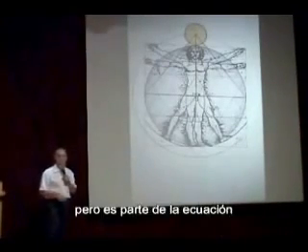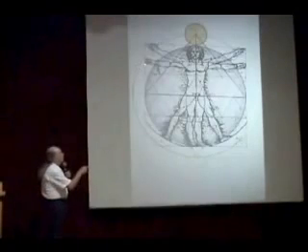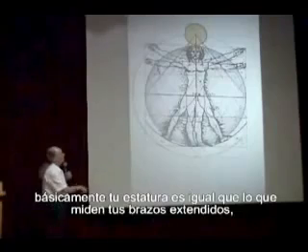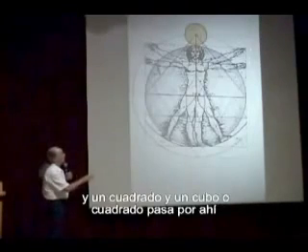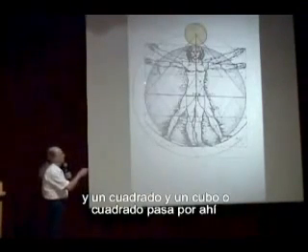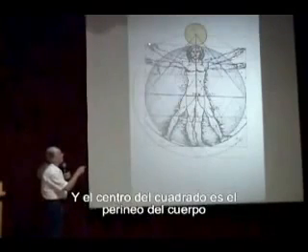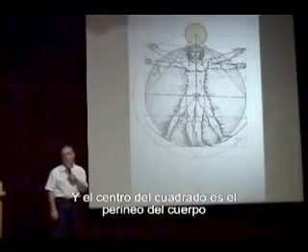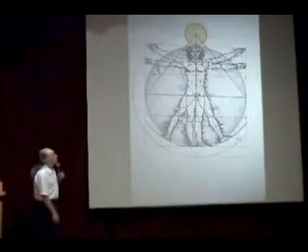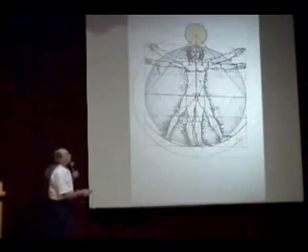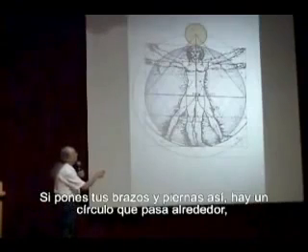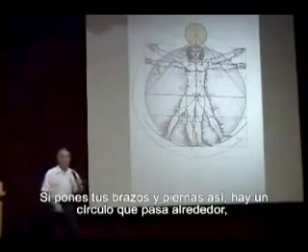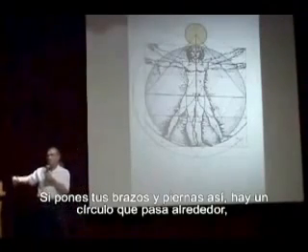And so basically, you are the same height as you are with your arms out. And a cube passes, or a square or a cube passes around there, and the center of that square is precisely at the perineum, the body. Then, if you put your arms like this and your legs out like that, there's a circle that will pass perfectly around there, or a sphere.